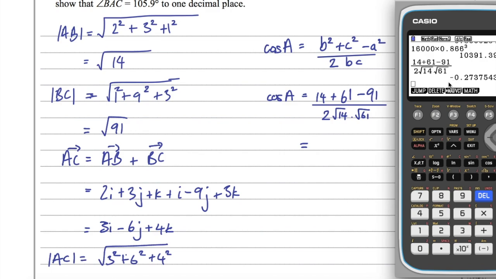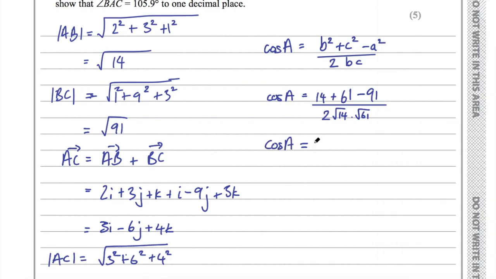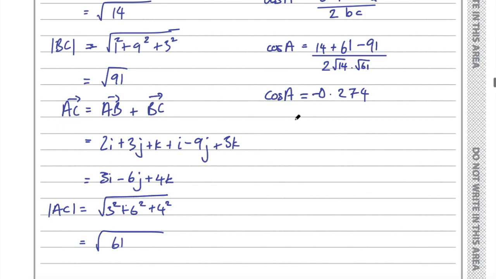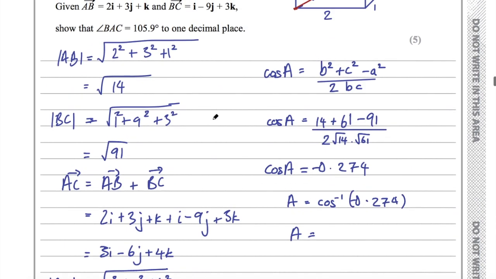And that gives us an answer of minus 0.27375. So we can say the cosine of A equals minus 0.274 approximately. Just round that off a little bit. And then, therefore, we can say that A is going to be the inverse cosine of this number. So minus 0.274. Now you have to be careful.